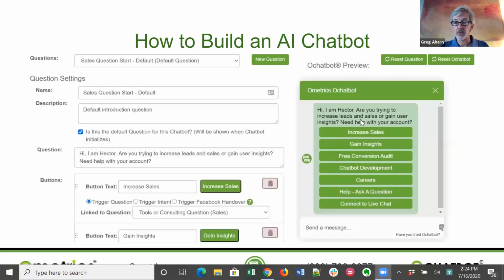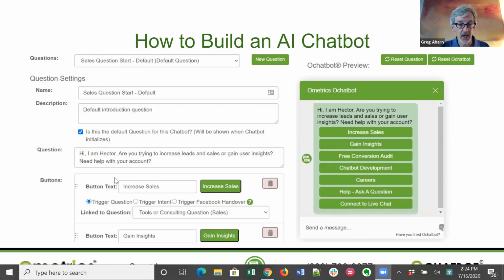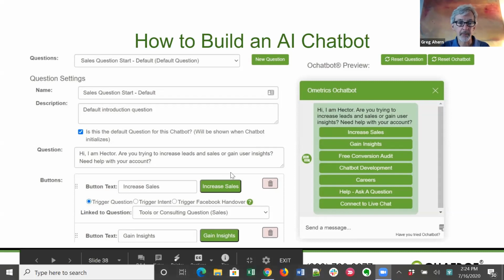As you scroll down, you have your bot, which is live in the admin area so that you can test it as you're working on it and see that it responds correctly when you type in certain things. This is the default question. You can see how it aligns. Increased sales is right there, increased sales. I'll go over this in a minute.